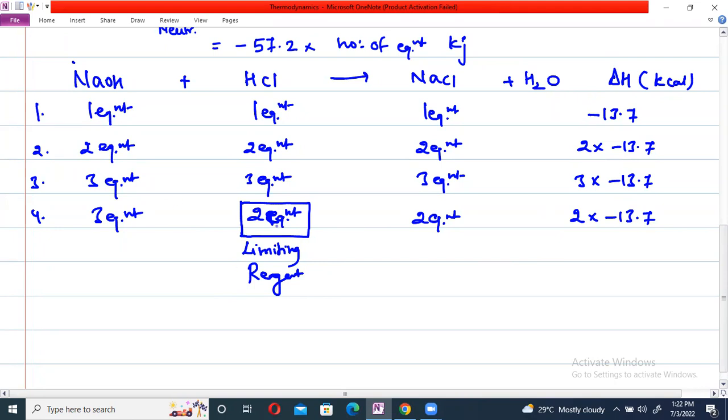Right? So these are examples to remember. Acid should be 1 equivalent, base should be 1 equivalent. If any change is there, find out the limiting reagent and based on that, get the value of delta H.